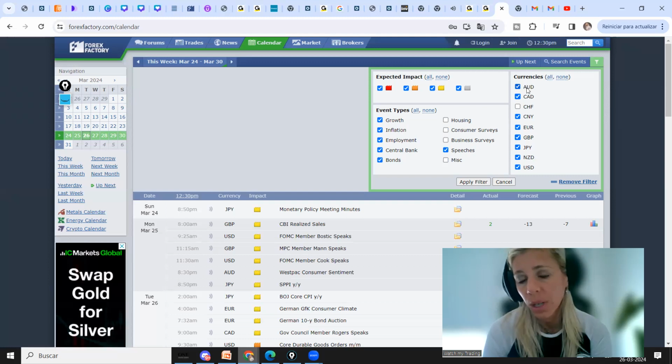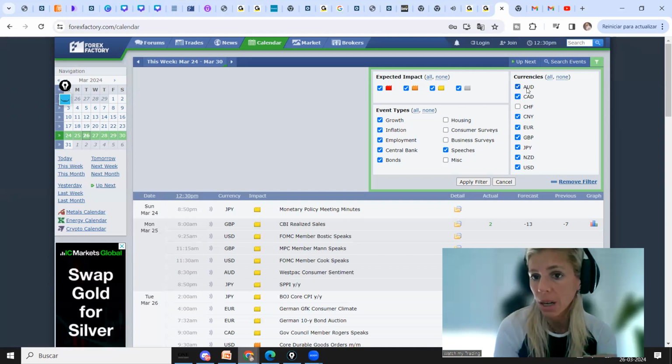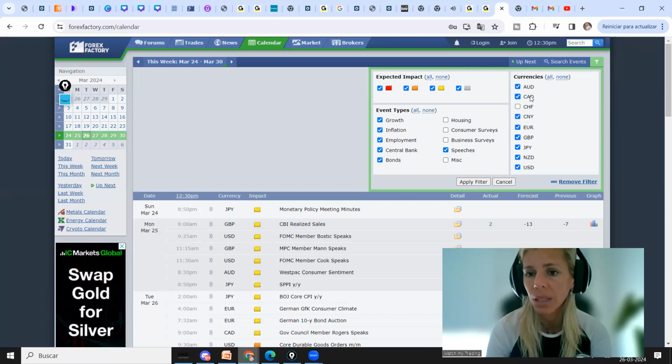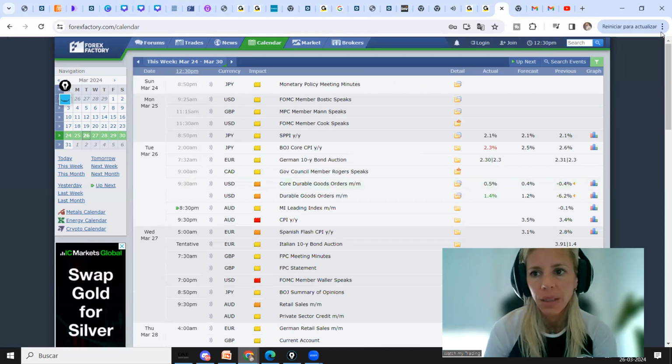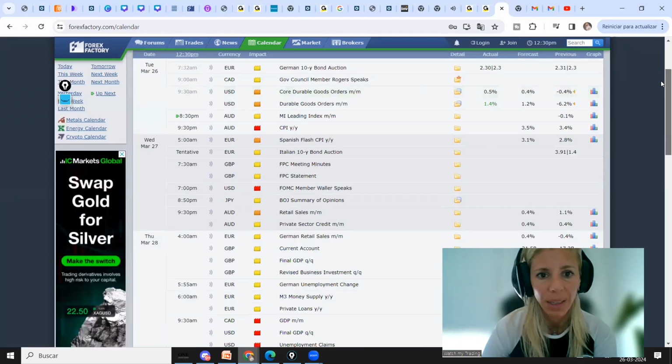And then Australian, if you do the Asia currencies, Australian, you want to have it, Canadian dollar, you don't really care about the yuan. That's not a currency that is actually giving us any insight, okay? So euro, pound, the yen, New Zealand, and the dollar. When you apply the filter, the result is going to come up like this.